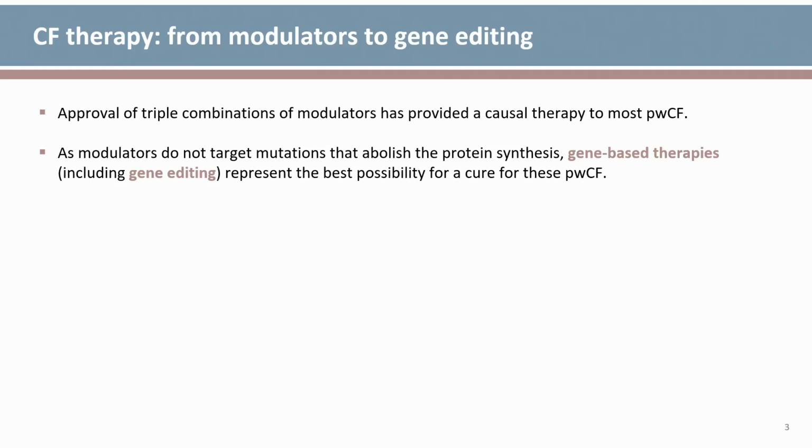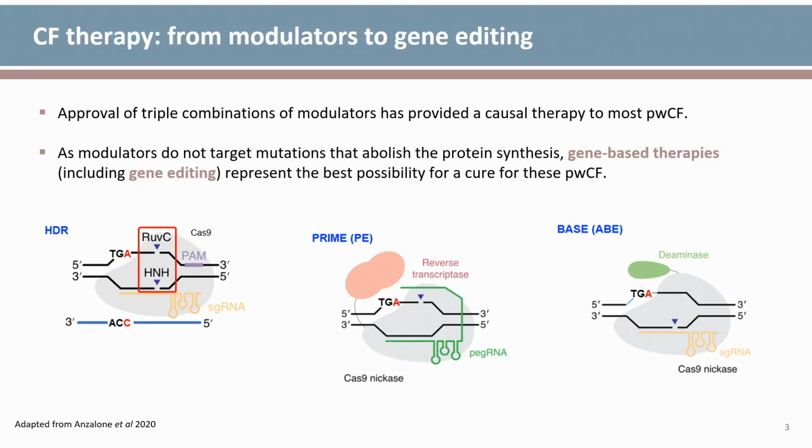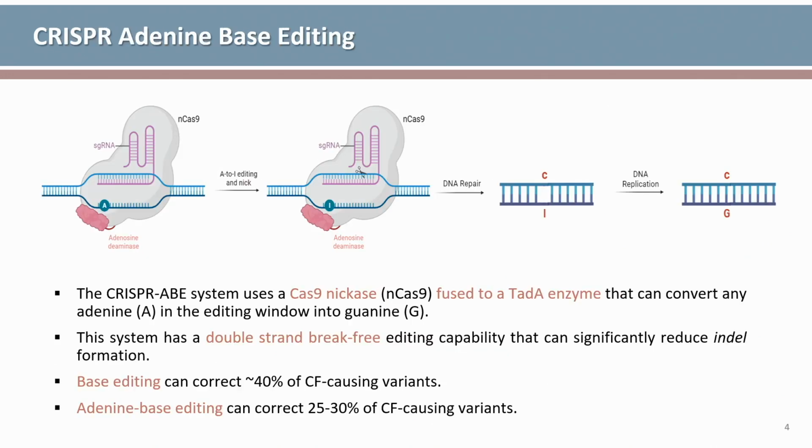And among these gene-based therapies, there are the gene editing approaches that include homology-directed repair, and more recently, prime editing and base editing, specifically the adenine base editing approaches that can correct specific mutations. The adenine base editing approach uses a Cas9 nickase fused to an adenosine deaminase enzyme that can convert any adenine in the editing window into a guanine. And the ABE system is double-strand break-free, so it has the possibility of introducing changes while significantly reducing indel formation.